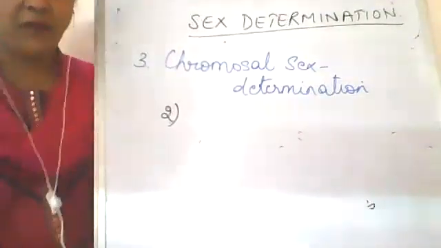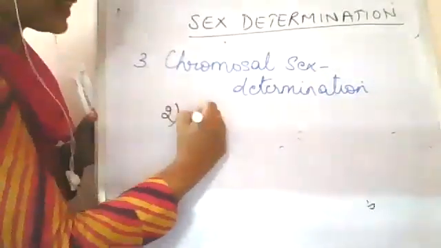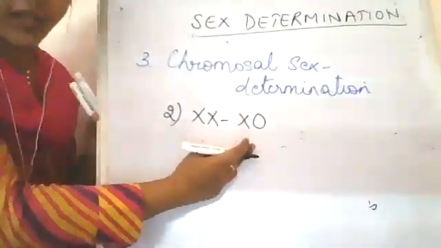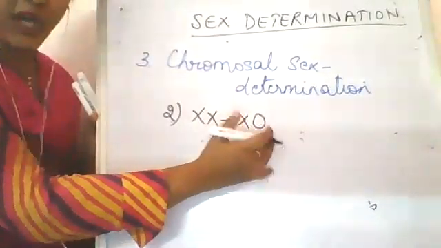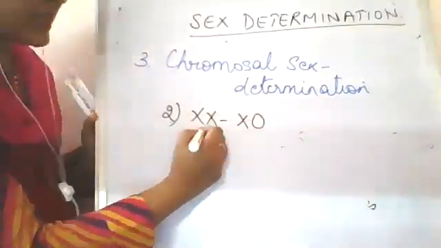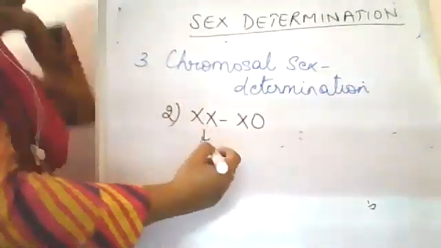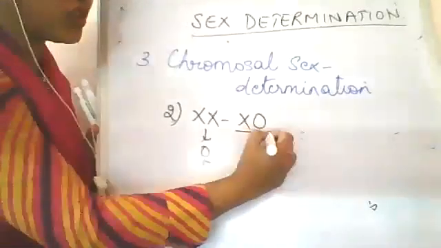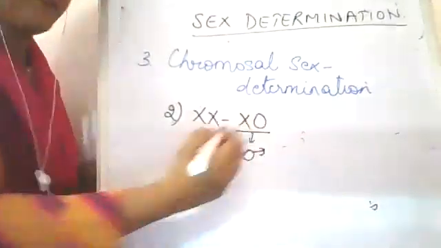Then we come to the next type of sex determination, that is XX-X0 type or XO type. It will be easier if we study it as X0 type. So what happens in this case? The organism which has the XX chromosomes develops into a female child, whereas those which have the X0 condition develop into a male child.